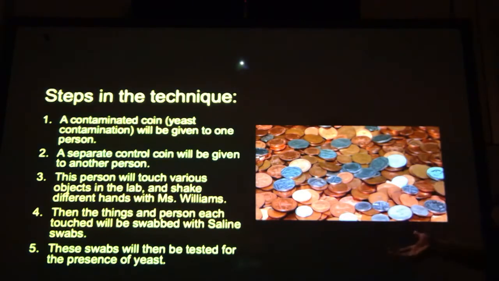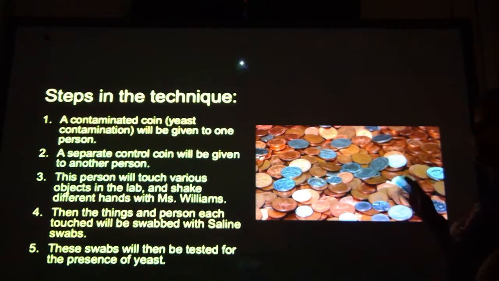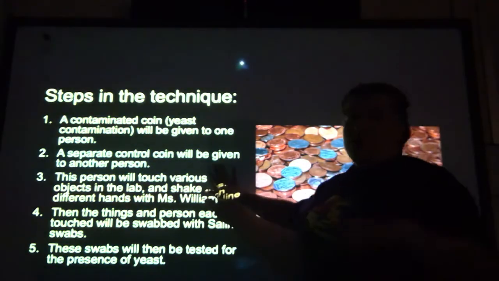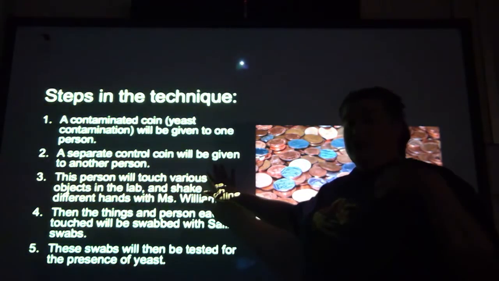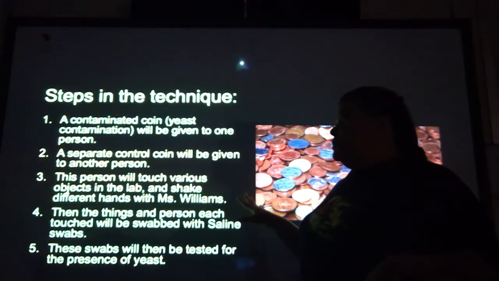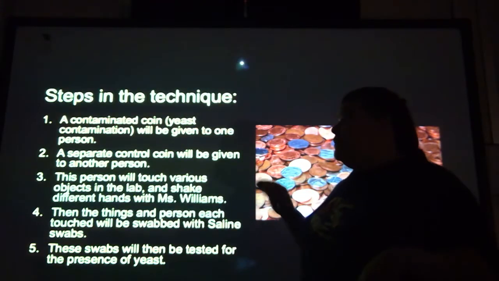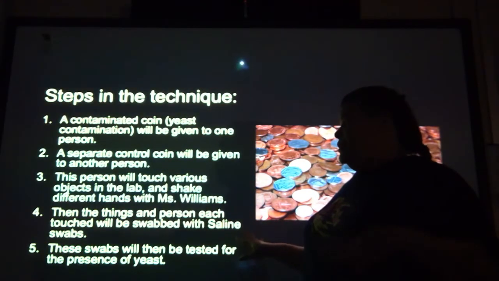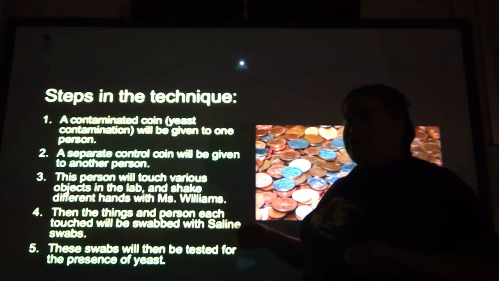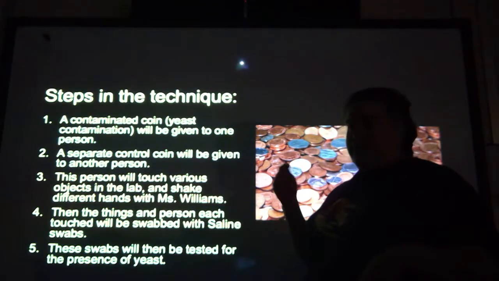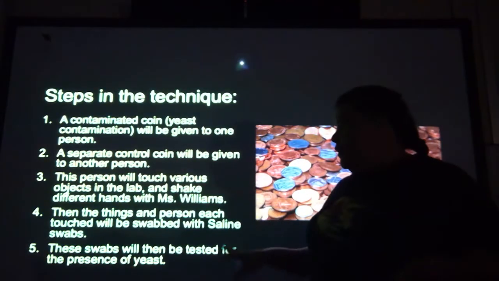So what we did, we took coins that had been contaminated with yeast. They were given to one person and that person handled them. And then a separate coin that was the control that had nothing on it was given to another person. The person touched various objects in the lab, shook my hand. Then the things that the person each touched were swabbed with cotton swabs, basically, the Q-tip except sterile.